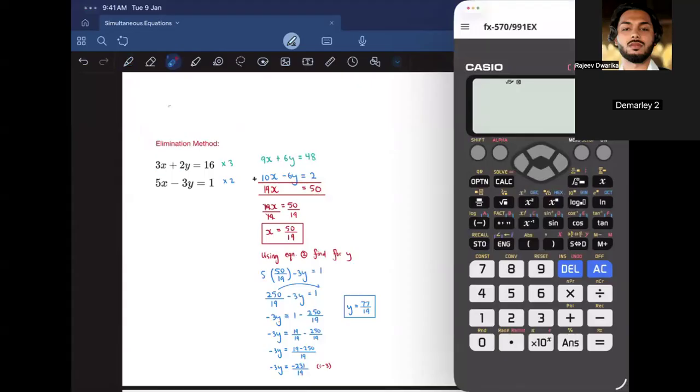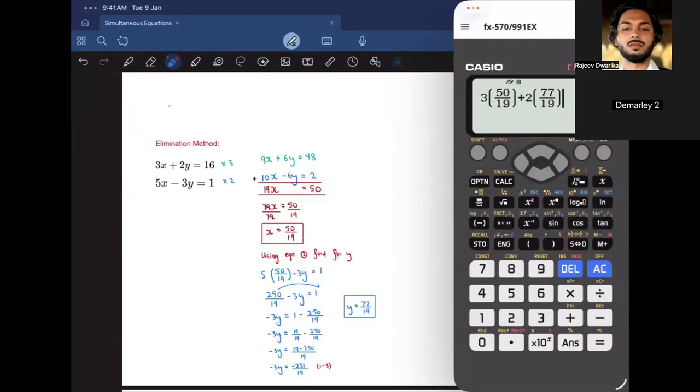One. Okay, so I'm going to put 3 times x, and what did we get x to be? x was 50 over 19. So I put it over here: 3 times x, which is 50 over 19, plus 2 times y, and y is 77 over 19. And what is that supposed to be equal to when I click the equal sign? It's supposed to be 16.